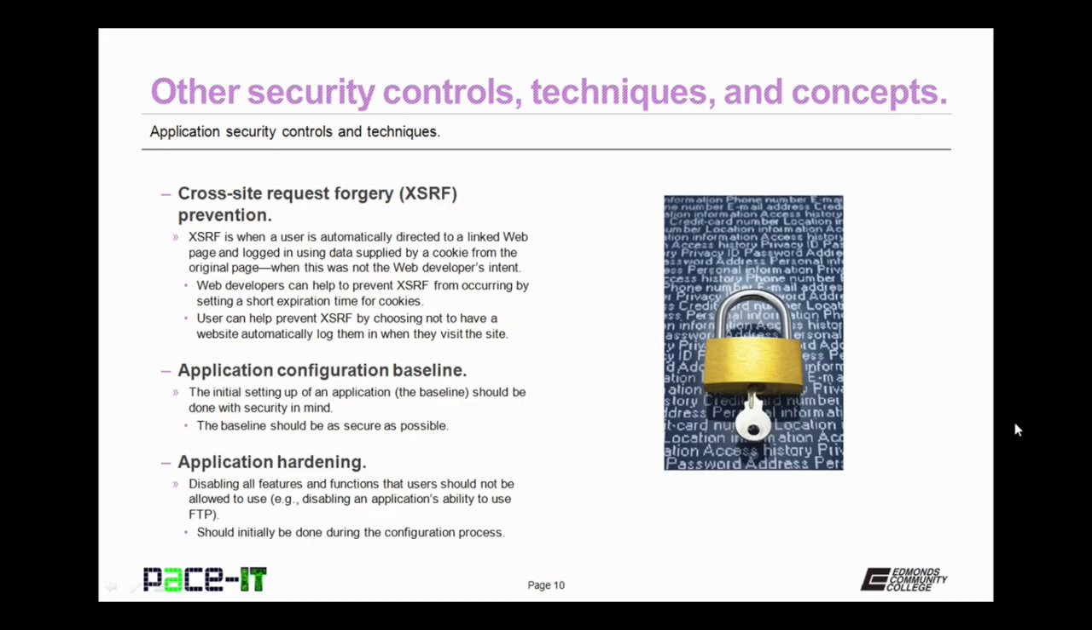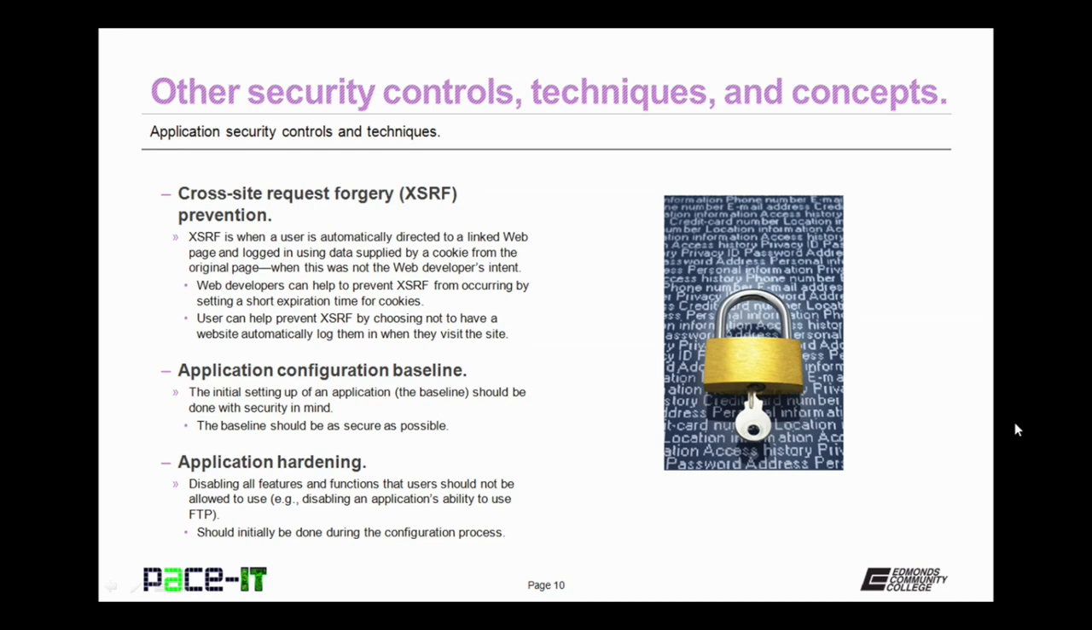Then there's cross-site request forgery prevention, or XSRF. XSRF is when a user is automatically directed to a linked web page and logged into that web page using data supplied by a cookie from the original web page, when this was not the web developer's intent. This can happen during a waterhole type attack. Web developers can help to prevent XSRF from occurring by setting a short expiration time for cookies that they use. Users can also help prevent XSRF by choosing not to have a website automatically log them in when they visit that site.